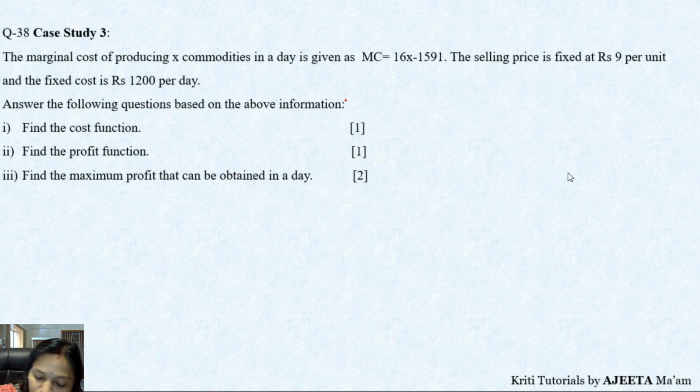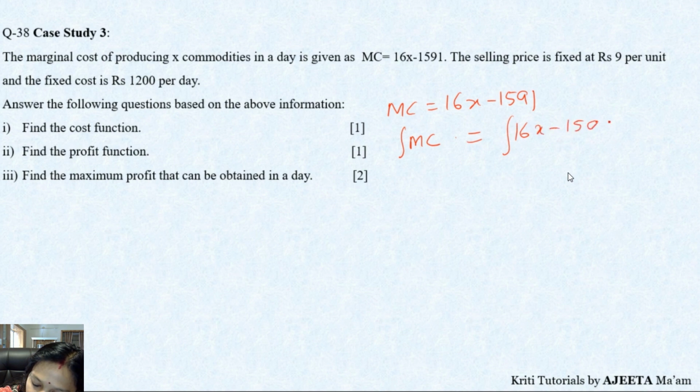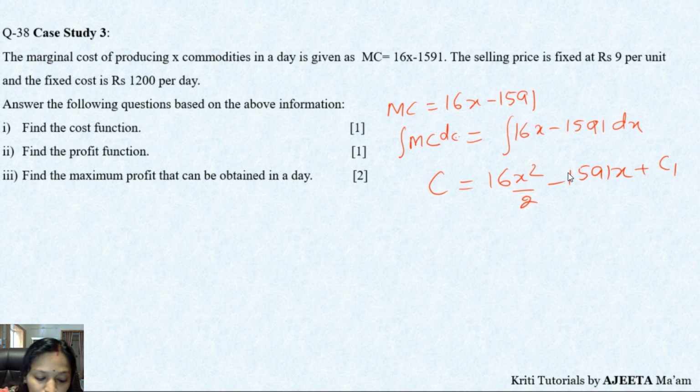So now the marginal cost is given to you. From the marginal cost, how do we find the cost function? By integration, as we know. So let's do it. The marginal cost is given to you as 16x minus 1591. Now we integrate it, we get the cost. So integration of 16x minus 1591 dx, and this is dC. So now this is C, and here we get 16x square by 2 minus 1591x plus the constant of integration.